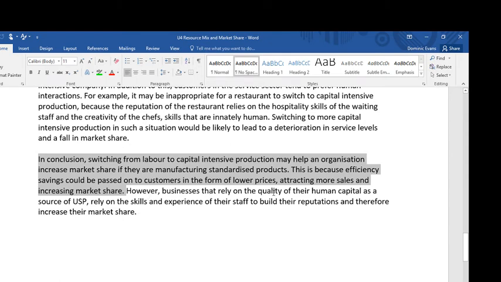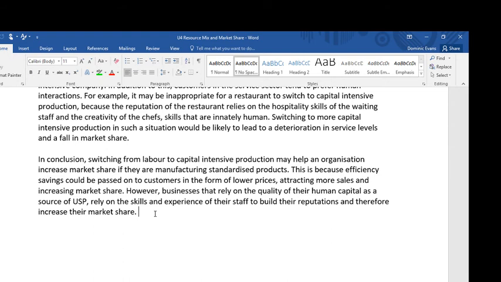However, businesses that rely on the quality of their human capital as a source of USP rely on the skills and experience of their staff to build their reputations and therefore increase their market share. So what I've hopefully got into this conclusion is a clear answer to the question with a little bit of balance. To be honest, it's not the best conclusion I've ever written in my life because it seems a little bit repetitive even to me.